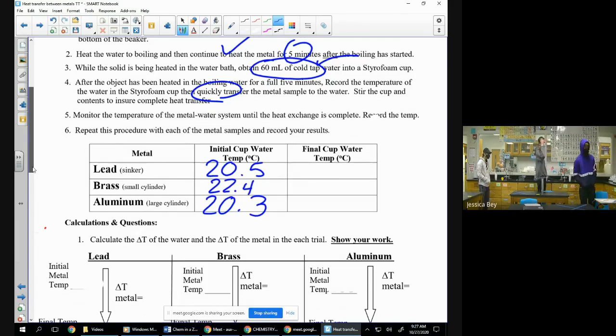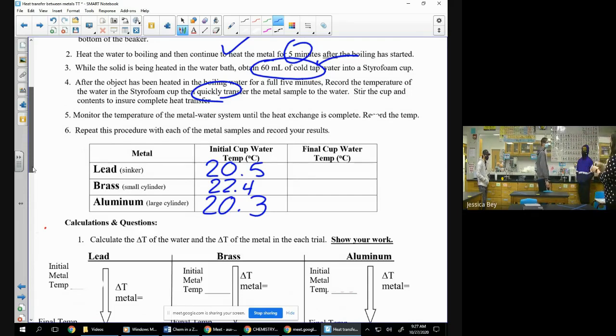What's going to happen is they are going to take these metals out of boiling hot water. Let's think about this really fast. What temperature is water when it boils? 100 degrees, right? Those metals have been boiling for 5 minutes in 100 degree water. So what temperature do you think those metals are? They're at 100, right? And the water is in the 20s. So I want you to think about what's going to happen to the temperature of the water when they put a piping hot metal in it, and let's see what happens, okay?